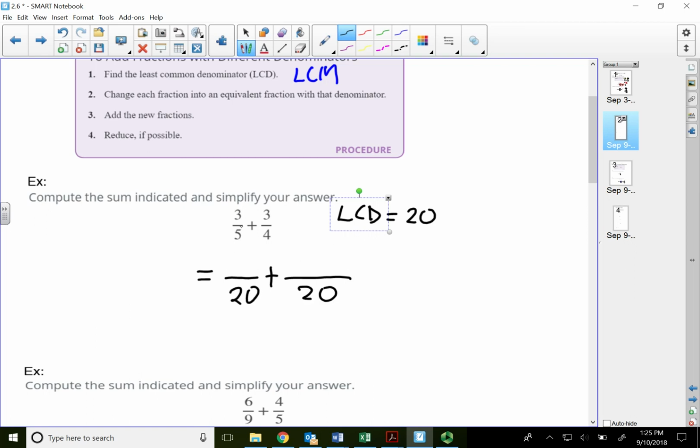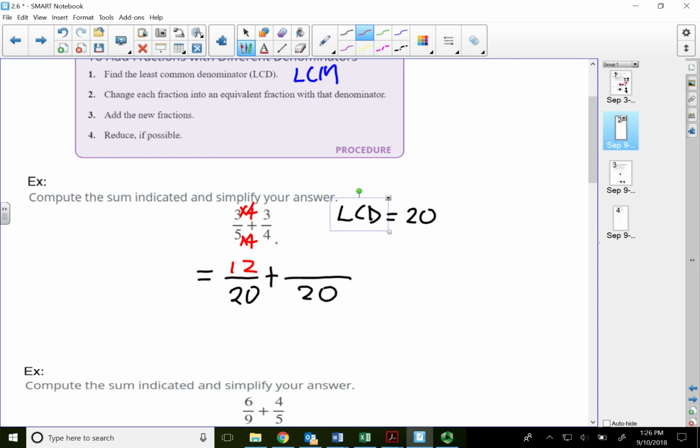So my first fraction is 3 over 5. Now I'm increasing my denominator. 5 will go into 20, increasing 4 times. My numerator will do the same thing. So my equivalent fraction will be 12 over 20. We have to find the LCD first before we can add the numerators, okay? We have to make sure our pizza is cut into equal slices.